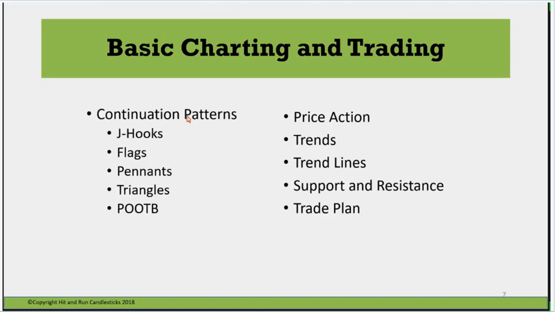You know, continuation patterns. I love continuation patterns. We're going to look at charts tonight that are pretty much nothing but continuation patterns, and you'll see what I mean. And continuation patterns, we call things like J-hooks, flags, pennants, triangles. This is short for pop out of the box pattern, and we want to look at price action, trends, trend lines, support and resistance, and always have a trade plan when you go into a trade. We're not going to talk anything about a trade plan tonight, but we might mention one of these or two of these or all of these a couple of times this evening as we look at those charts.